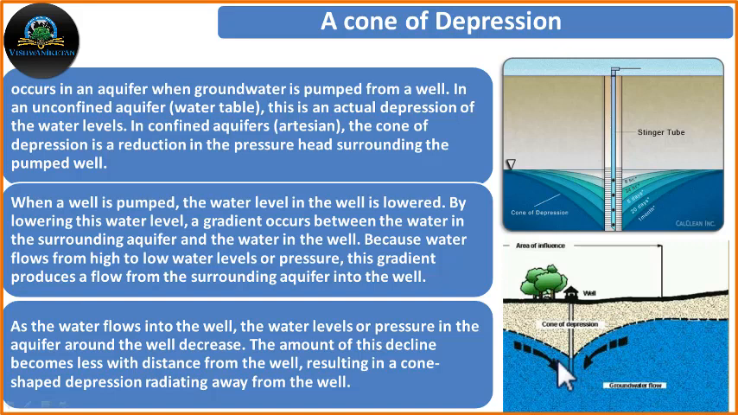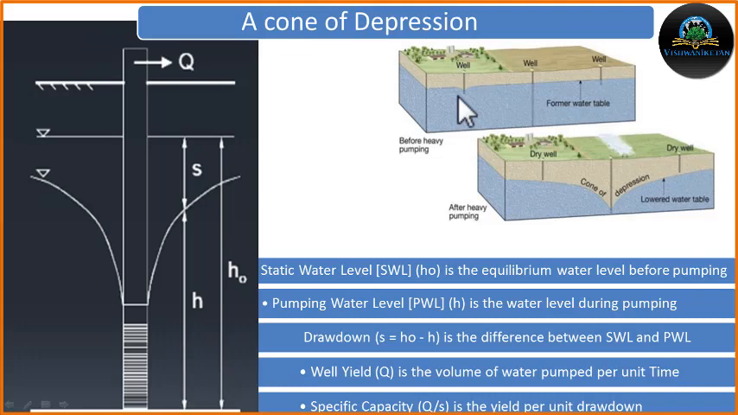Such a depression, or such an inverted cone-like structure which is formed in the aquifer, is known as a cone of depression. Again, this picture shows this was the initial water table and now this is the cone which is formed by the continuous withdrawal of water without any recharge. Now, there is some terminology in this cone of depression. First is the static water table. This H0 represents the static water table.